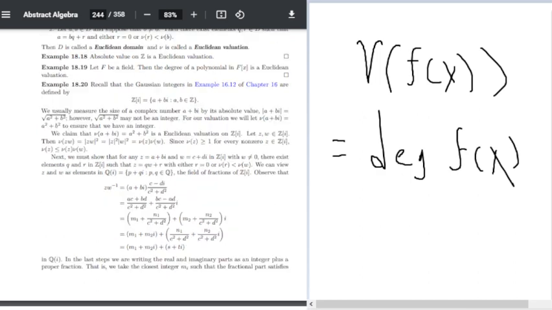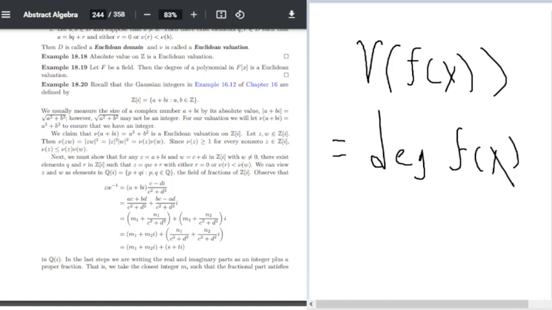equal to a plus bi for a and b in Z. We usually measure the size of a complex number a plus bi by its absolute value, the square root of a squared plus b squared. However, the square root of a squared plus b squared may not be an integer. For our valuation, we will let nu of a plus bi be equal to a squared plus b squared to ensure that we have an integer. We claim that this is a Euclidean valuation on Z[i].